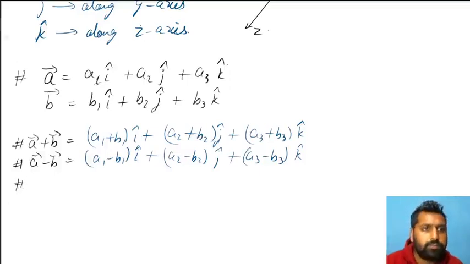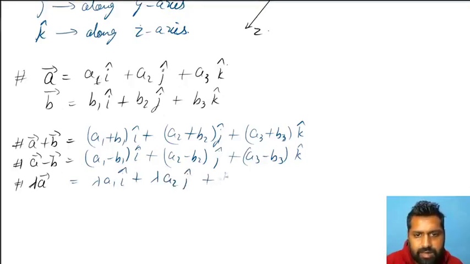Now, if a vector is being multiplied by some constant lambda. I have shown lambda because we'll be dealing with this symbol. Lambda is some number, don't get worried about it. If you have to multiply it with some number, just multiply each component, means lambda times a1 i cap, lambda times a2 j cap, lambda times a3 k cap.